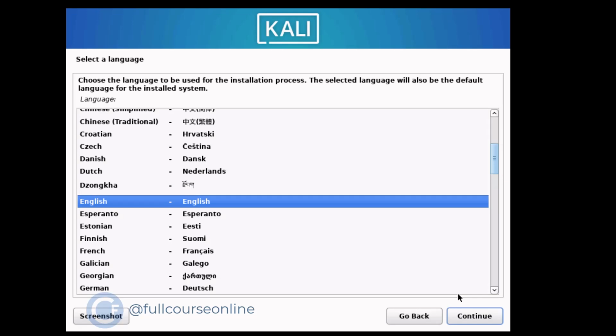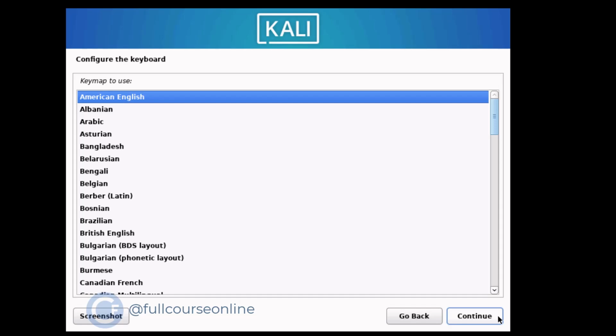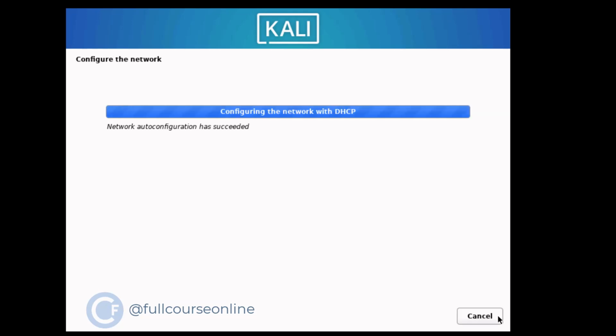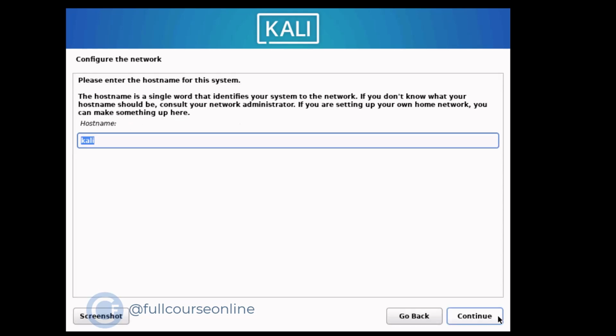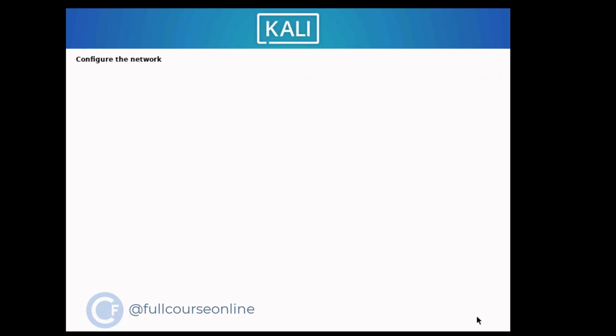Now, choose your language. Select your preferred language. Then click Continue. Choose your location. Select your keyboard layout. Kali Linux will now load the installer components. This may take a few moments. For hostname, you can type Kali or leave it as default. If asked for domain name, you can leave it blank if your computer is not part of a domain.